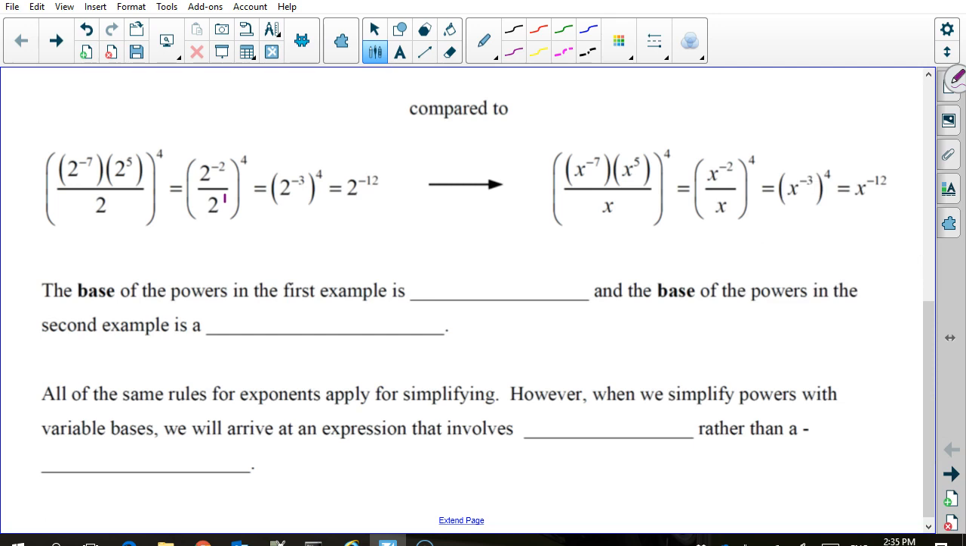Okay, the base of the first power in the example is what? How does the base of the first power compare to the second?